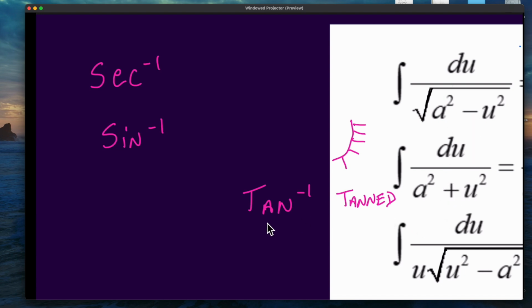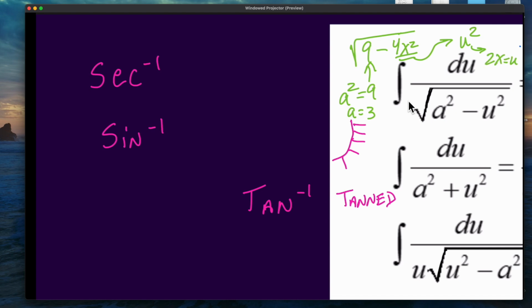Let's look at the other two. Now, folks, don't forget, the a stands for a constant, the u stands for a function. So for example, you're going to have the square root of 9 minus 4x squared in the integral. This would be the a because it's a constant. So this would pattern to a squared being 9 and eventually a being 3. This u is a function. That's u squared, and eventually we'll take the square root of that and you're going to have 2x equaling your u.